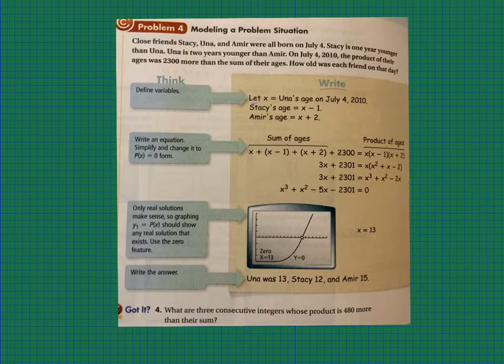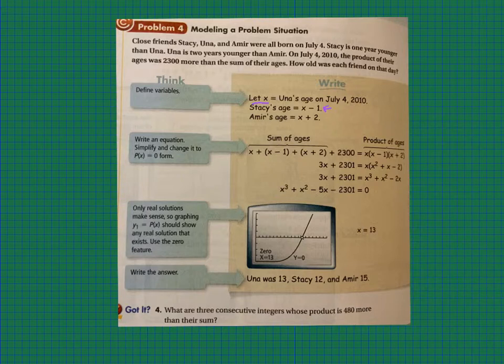And they've given you some requirements here. Let x equal Una's age. We don't know how old she is, but we do know that Stacy was 1 year younger, so that would be x minus 1. And Amir is 2 years older than Una, or Una is 2 years younger, depending on how you look at it. So using x as Una's age, Amir would be x plus 2.